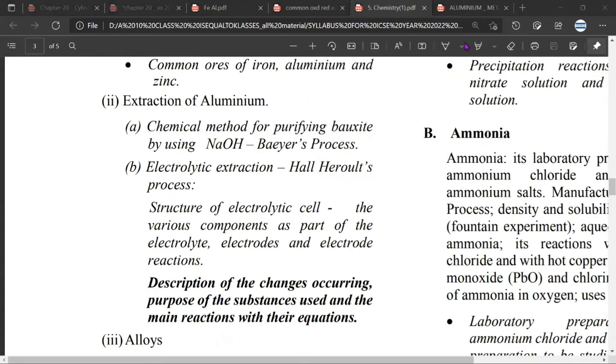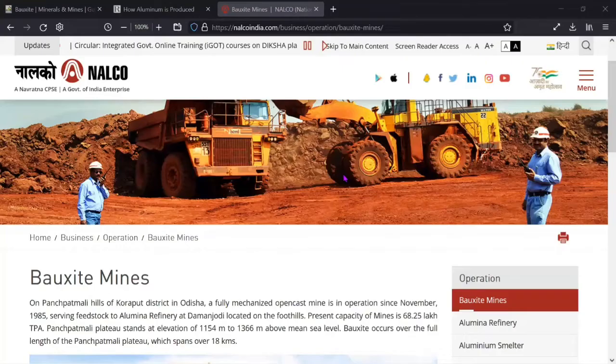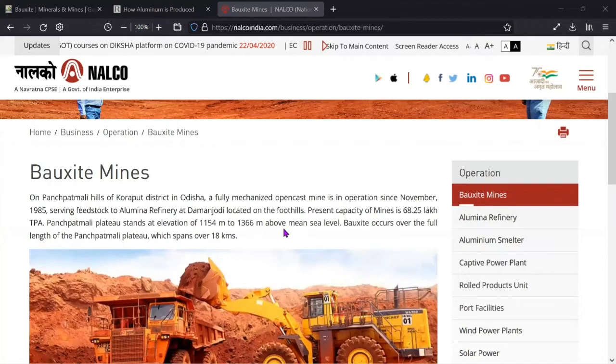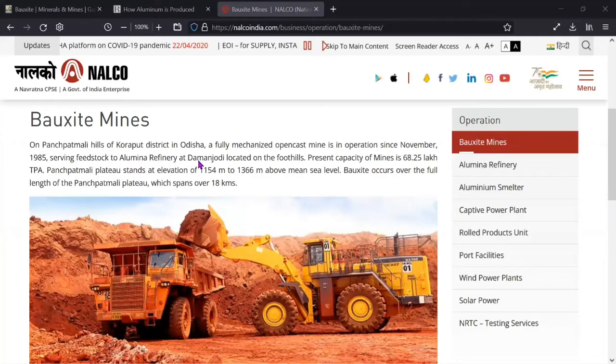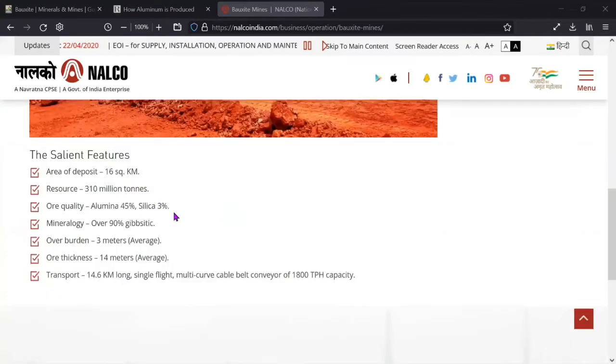Actually, I wanted to show you another thing. So if you look at this, this website is again NALCO's website. It is one of the Navratna of Government of India, National Aluminium Corporation. Now this is how the bauxite mining takes place. So the first step is bauxite mining. This is where you see bauxite mining happen. So if you see 300 billion tons, ore quality, mineralogy, this and that.